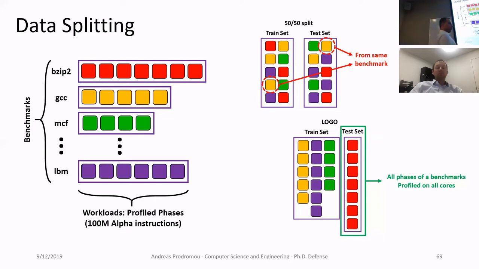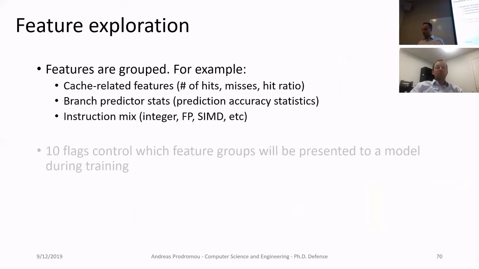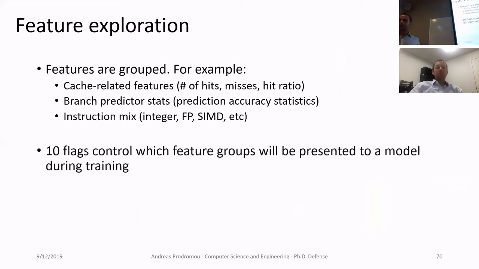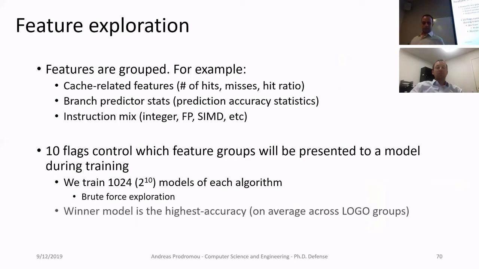We also wanted our models to freely explore the features our dataset provides. So we group them. For example, we can have all the cache-related features be a group, or the instruction mix. And we also have 10 flags that turn them on or off, so they can hide a feature group from a model during training. And we follow a brute force approach. We train 1,024 models, and we pick the winner model from each of the 3 algorithms to be the one with the highest accuracy on average across groups.